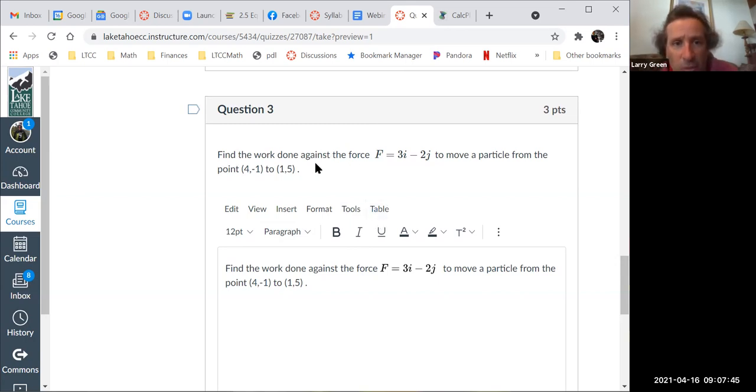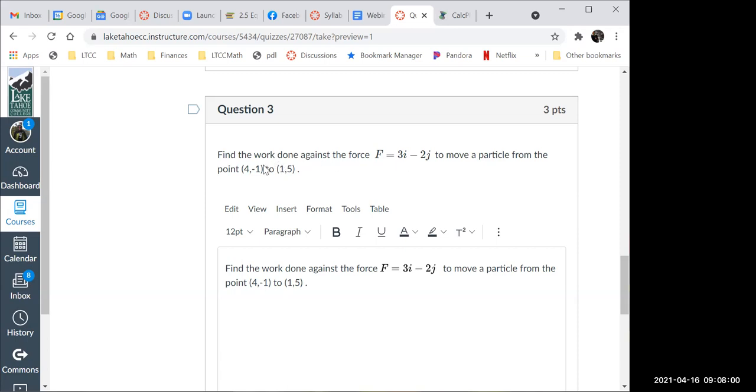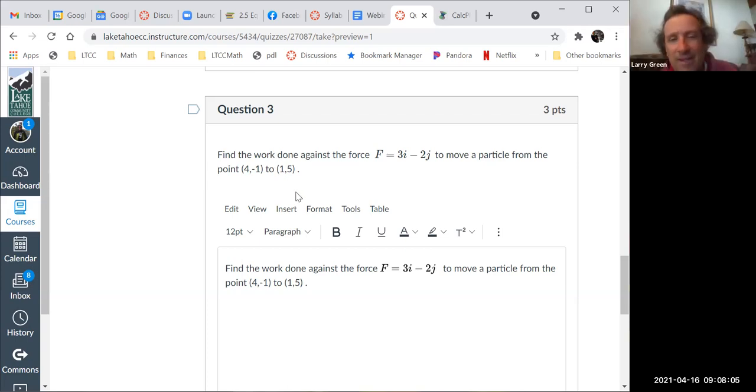Okay, so now find the work done against the force F equals 3i minus 2j to move a particle from the point (4, -1) to (1, 5). So who remembers the definition of work? Sorry, force. Work, not force, work. Force times displacement. Except not times, but.